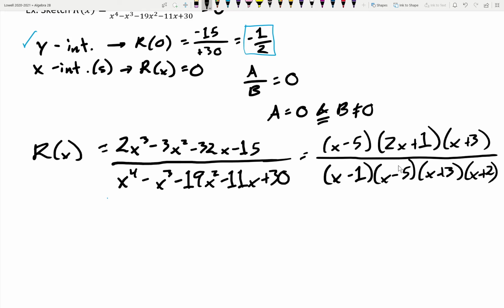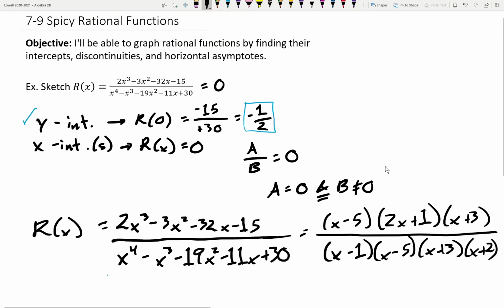Alrighty, welcome back. Hopefully you also did that on the side while you were waiting. I factored this, and this is what I got. We're going to have to factor the bottom anyway, so I did that as well. My factors on top: I broke that cubic into x minus 5, 2x plus 1, and x plus 3. In our denominator, I have x minus 1, x minus 5, x plus 3, and x plus 2.